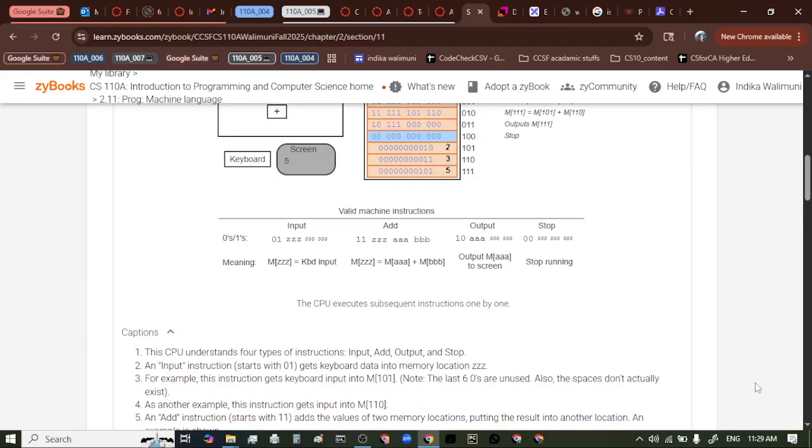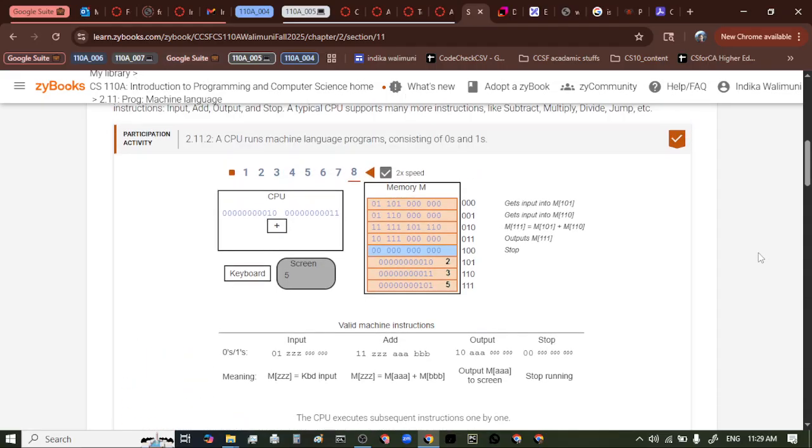Just for clarification, the memory address box is the RAM? Yes, that's RAM. Okay. And you can think of these as instructions for the CPU.